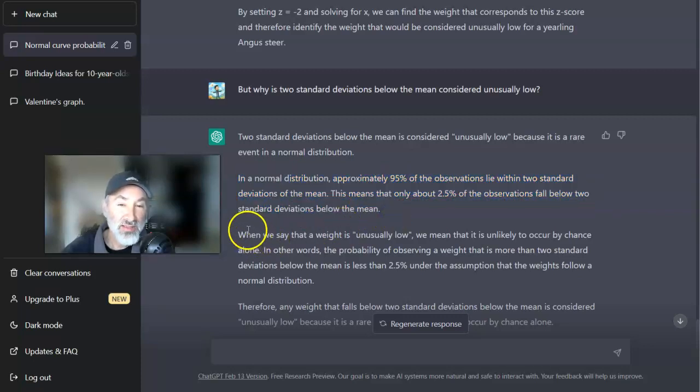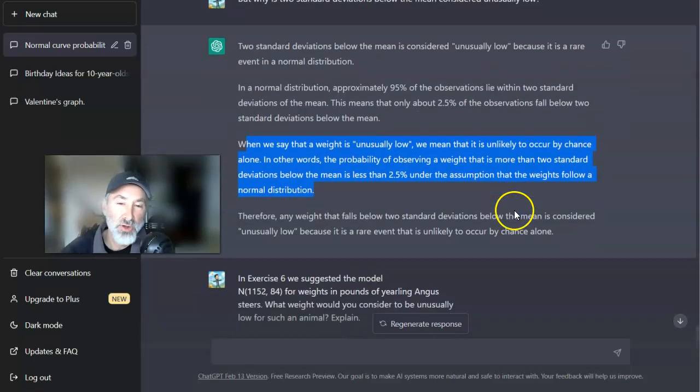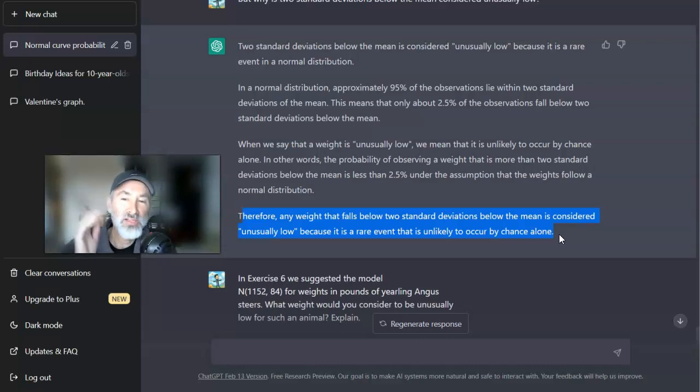When we say that a weight is unusually low, we mean that it is unlikely to occur by chance alone. In other words, the probability of observing a weight that is more than 2 standard deviations below the mean is less than 2.5% under the assumption that the weights follow a normal distribution. Therefore, any weight that falls below 2 standard deviations below the mean is considered unusually low because it's a rare event that's unlikely to occur by chance alone.